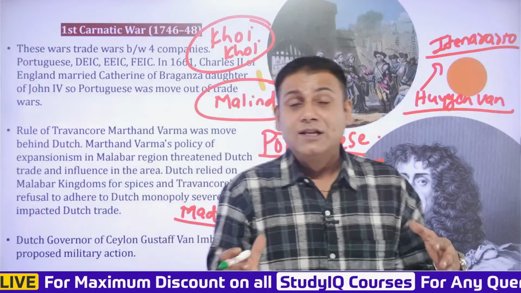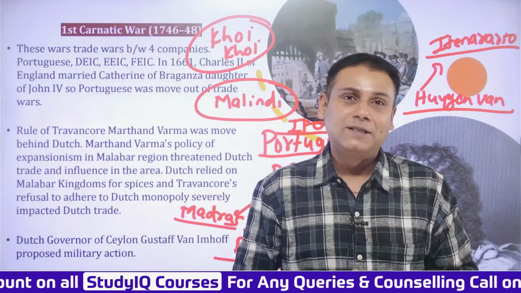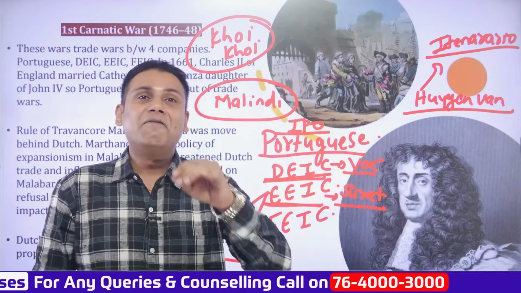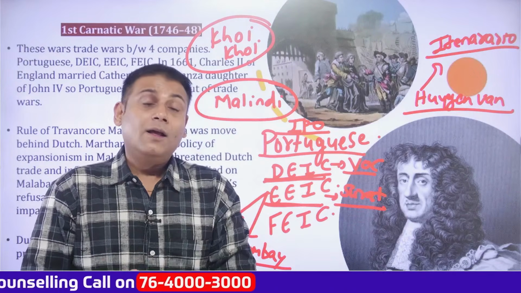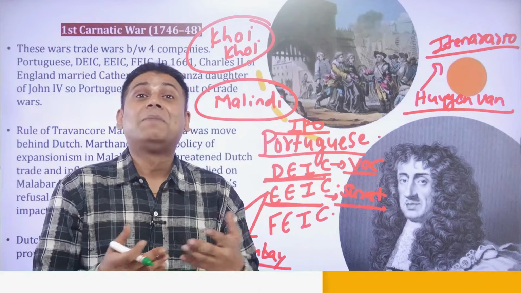Matrimonial alliances are one of the best ways, specifically, to increase one's power and influence. And there are many such examples in ancient and medieval India. Correct? Now, I'll give you a very simple example. You cannot believe that English East India Company got the region of Bombay as a part of a dowry.